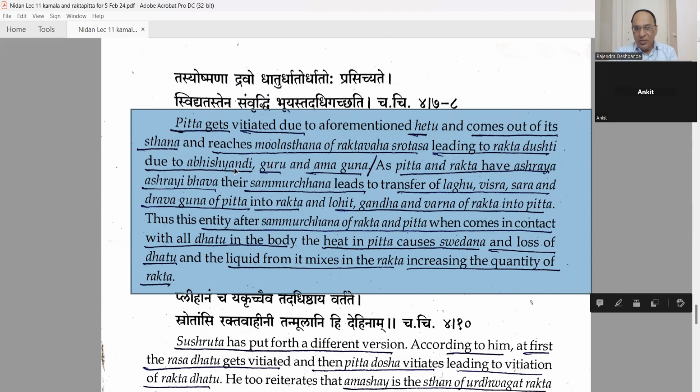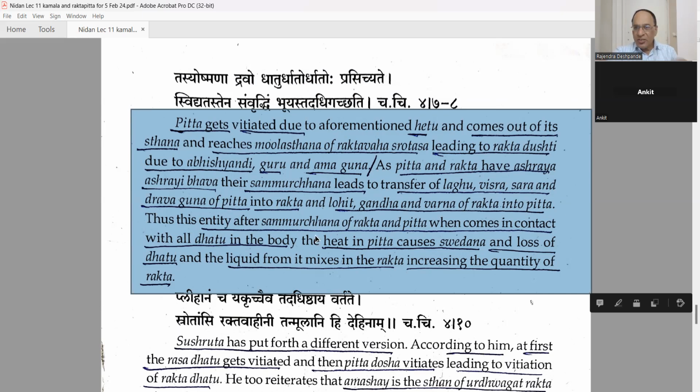Due to the Abhishandi, Guru and Amaguna. These are the pathological properties of the Pitta dosha. As Pitta and Rakta have the Ashraya Ashrayi Sambandha, Sammurchana takes place and transfer of Laghu, Visra, Sara and Drava guna of Pitta that will be transferred to the Rakta. And Rakta property like Rakta color, Gandha and Varna will come to the Pitta. So there will be exchange, but that is not expected. That is pathological exchange of the properties of Rakta and Pitta. So Rakta Pitta becomes the Dushita.